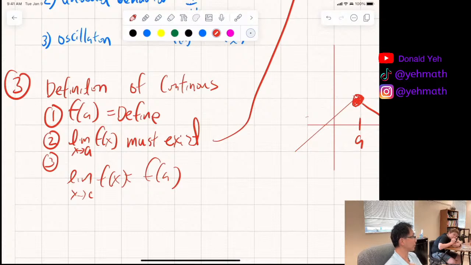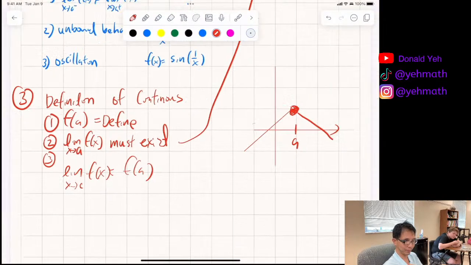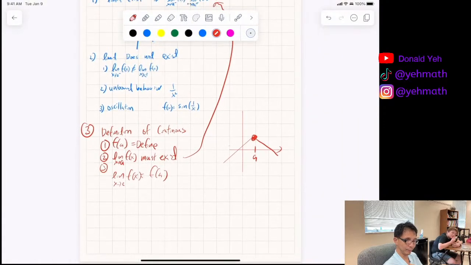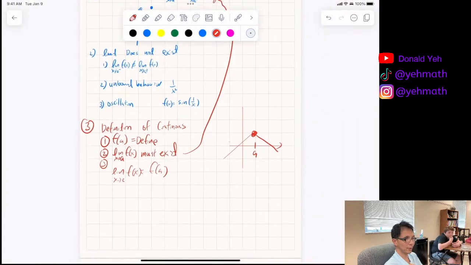Okay, so now let's talk about the squeeze theorem. Should I talk about the squeeze theorem first? Squeeze theorem first, because that's more fun.